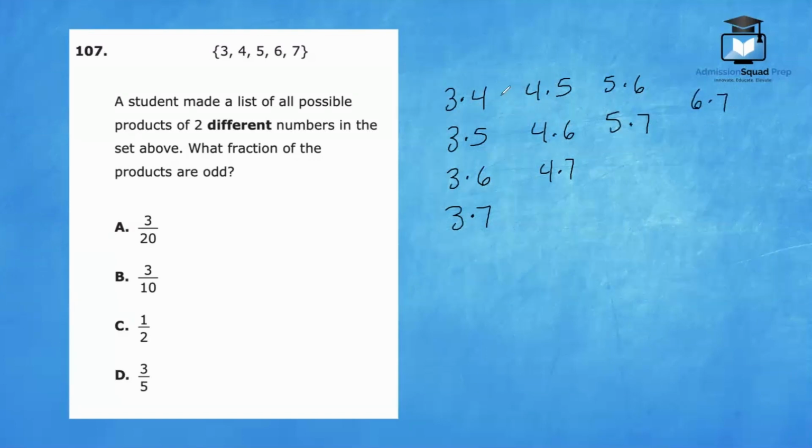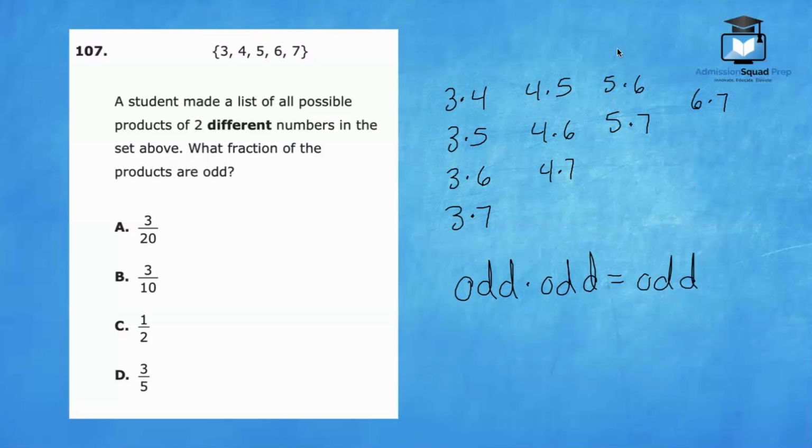So in total, we have 1, 2, 3, 4, 5, 6, 7, 8, 9, 10 possible products of 2 different numbers. Now let's identify which one of these products are odd. So we know that in order to get an odd product, we would need an odd number times an odd number. That's the only way we're going to end up with an odd product.